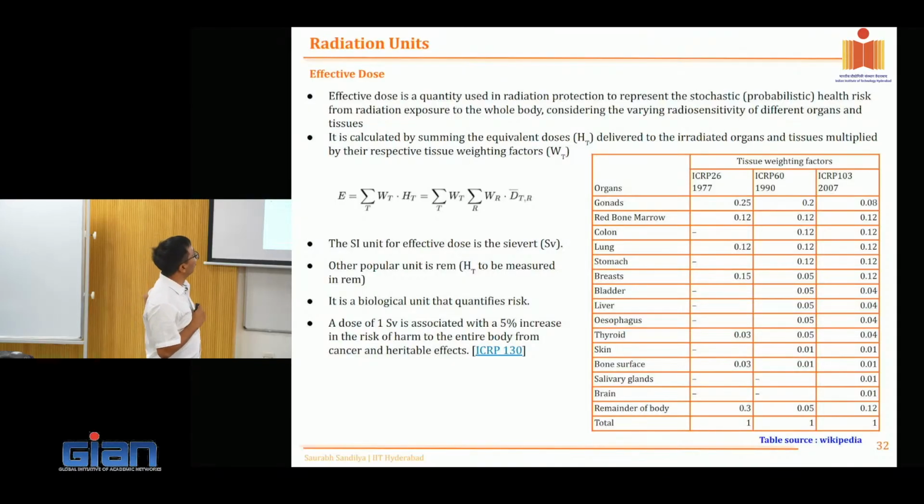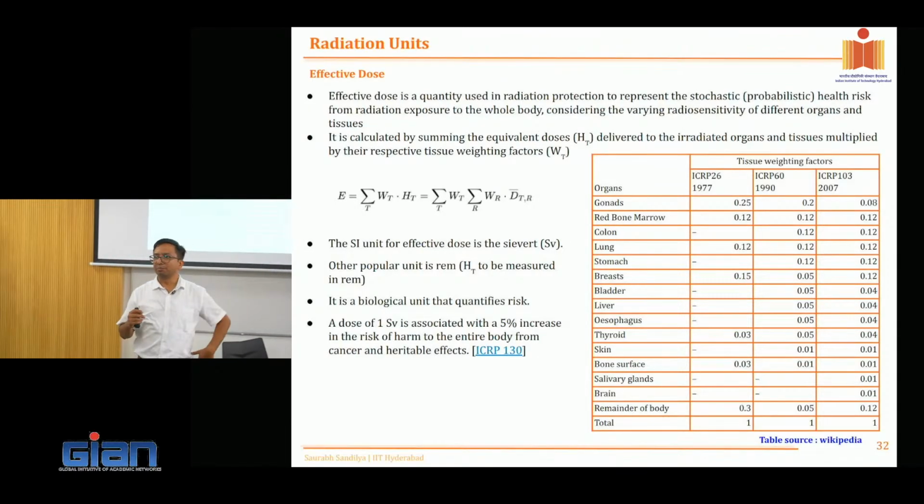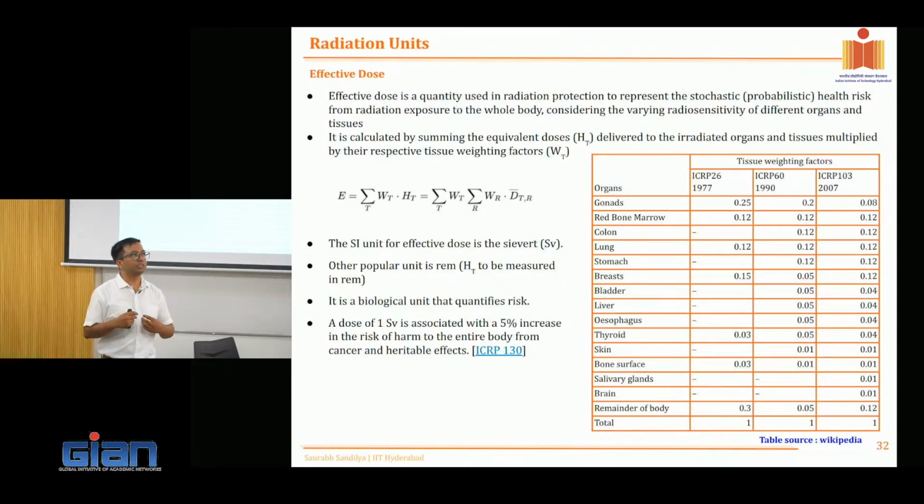For example, bone marrow. What happens is it is constantly producing blood cells, right? So suppose you do DNA damage to the bone marrow.